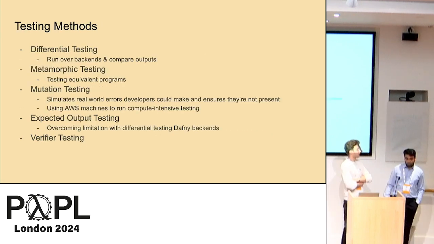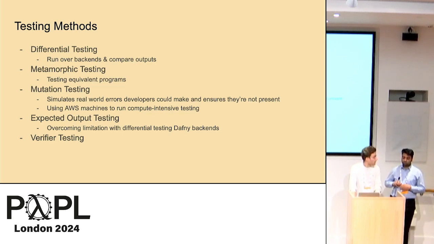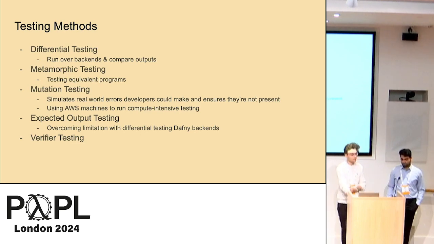In terms of testing, we ran differential testing, as mentioned, where we would run a program over its different backends and compare the outputs. We'd also do metamorphic testing with DafnyFuzz, where it would produce a number of different equivalent programs and test these outputs. The benefit of this is that you can just test one particular backend, for example, maybe the Java backend or the C# backend. You can just generate a number of equivalent programs and test one particular backend.